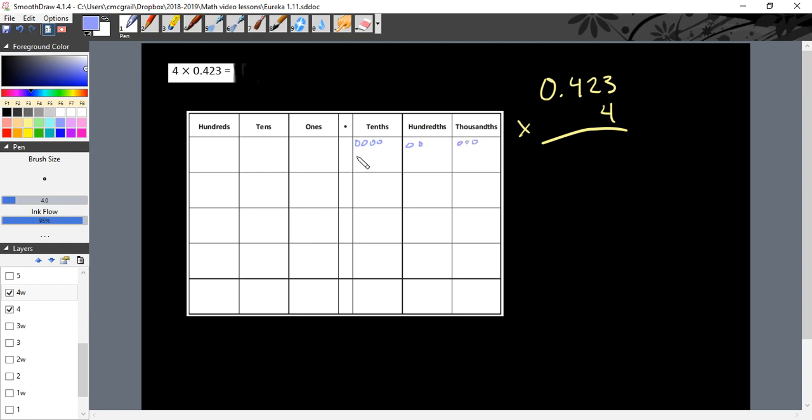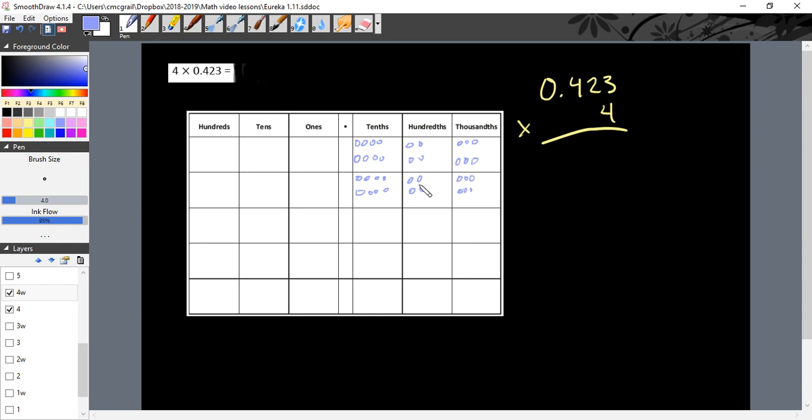And so I'm going to draw 3 more copies. 1, 2, 3, 4. 4 tenths, 2 hundredths, 3 thousandths. And the last one, 2 hundredths and 3 thousandths. Okay. So now all I need to do is add these up and find my answer.